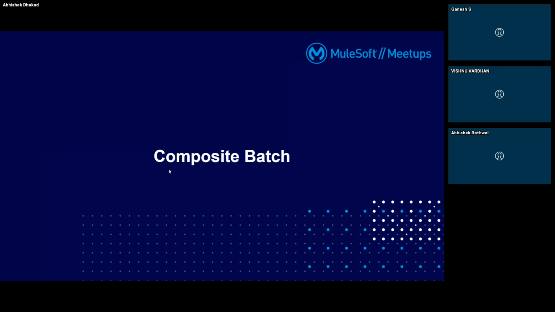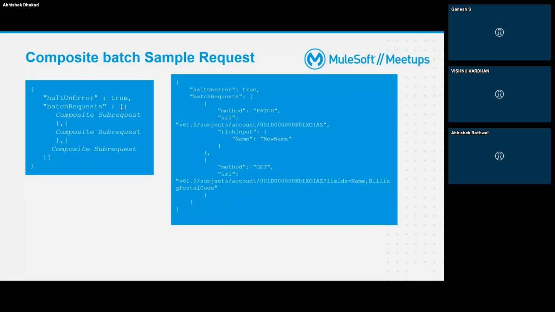Composite batch sample request, if we talk about this, this is the format we have. We will be having the batch request, which is an array. Inside a batch request, we will be having multiple sub requests. You can see sub request 1, sub request 2, sub request 3. And like in the composite connector, we have halt on error equal to true, similarly, this boolean flag is also available.